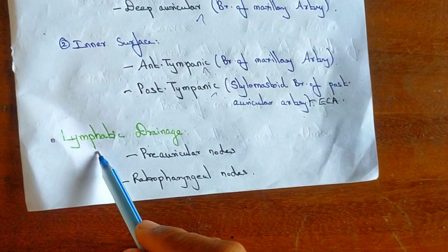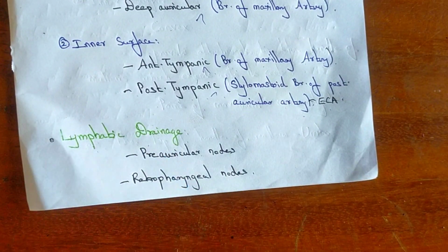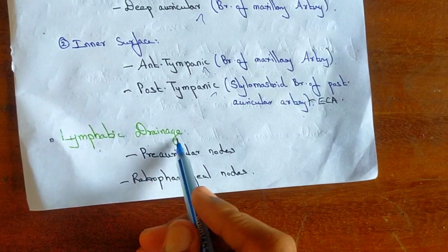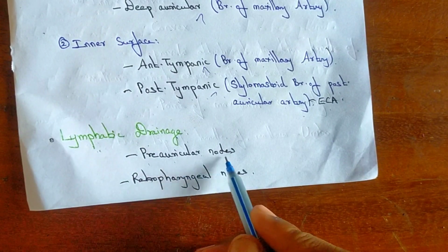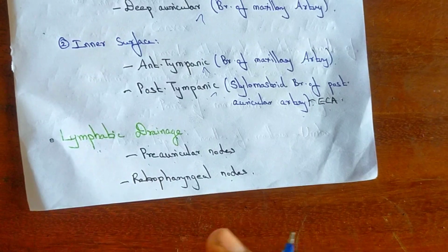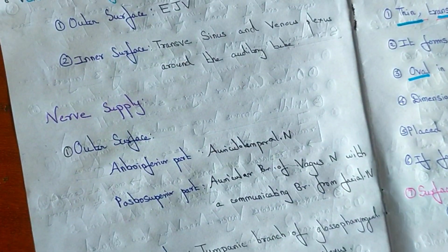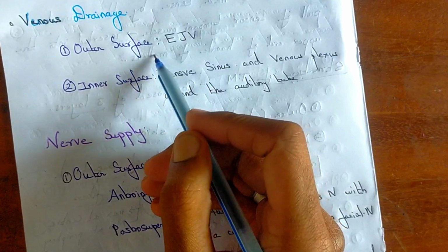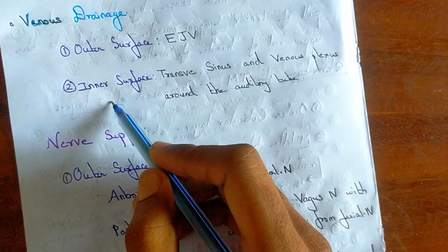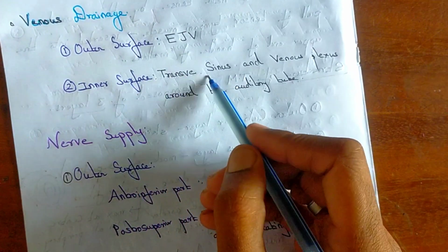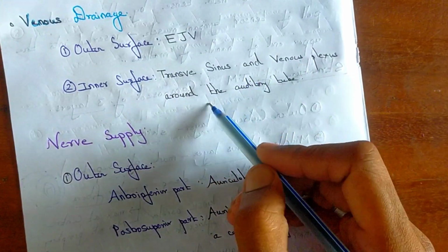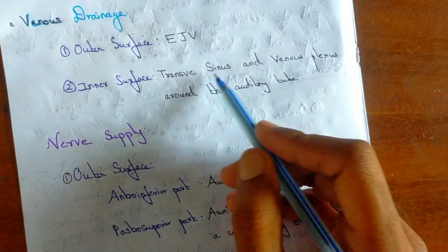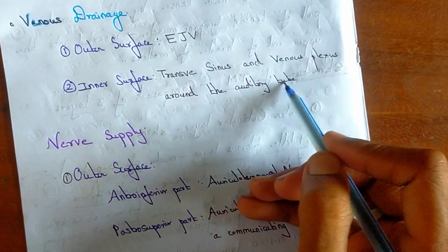Now let's see the lymphatic drainage: pre-auricular nodes and the retropharyngeal nodes. Now let's see the venous drainage. Got it? The outer surface drains by the external jugular vein and the inner surface by the transverse sinus and the venous plexus around the auditory tube.